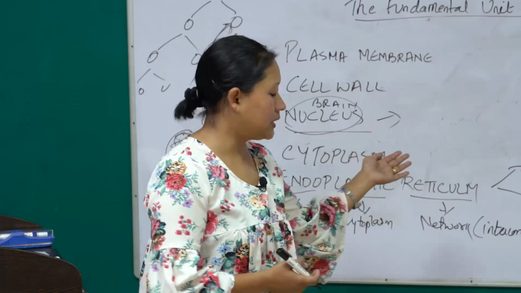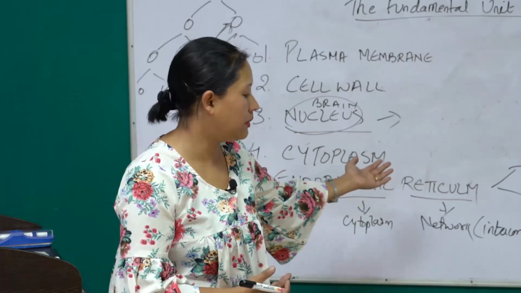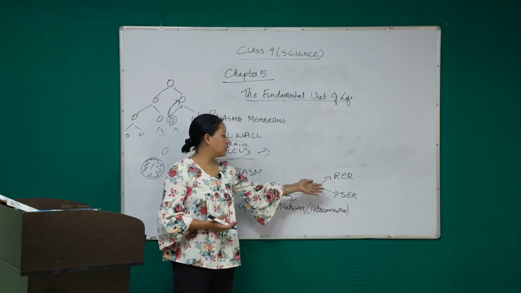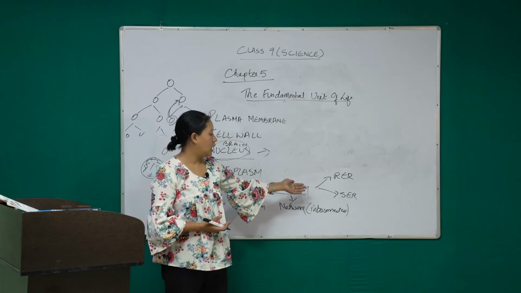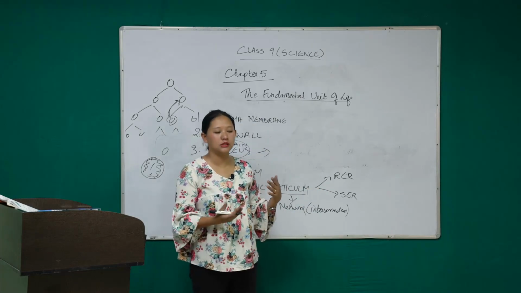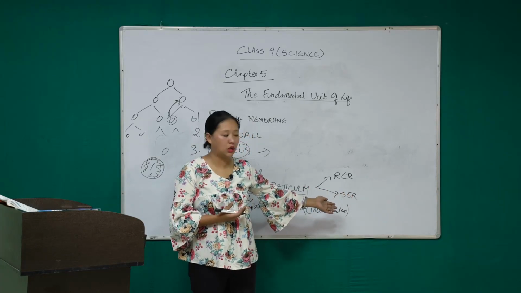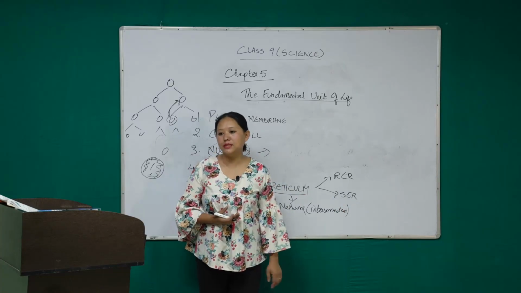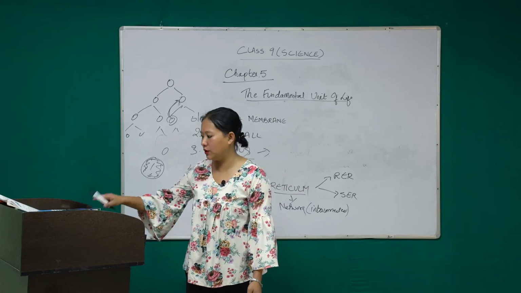So in rough endoplasmic reticulum, ribosomes are attached, and because of that it is called rough endoplasmic reticulum, and these ribosomes manufacture proteins. Whereas smooth endoplasmic reticulum is just the opposite of that. It is smooth because the surface is smooth. Ribosomes are not attached to this smooth endoplasmic reticulum, and so we call it smooth endoplasmic reticulum. And in smooth endoplasmic reticulum, lipids and fats are manufactured.